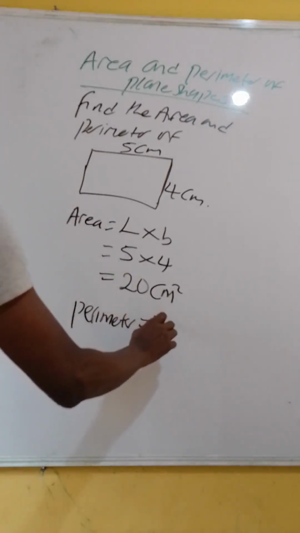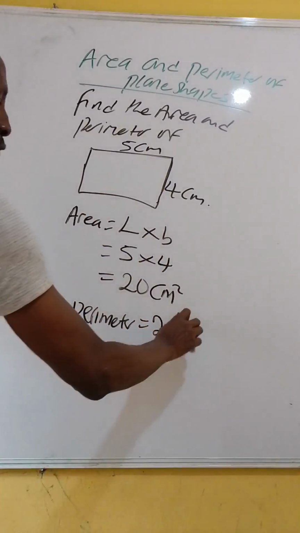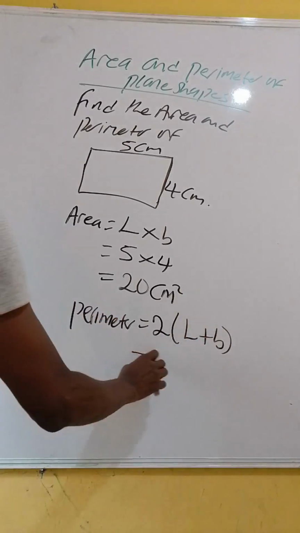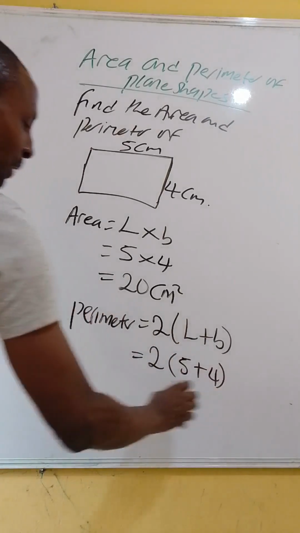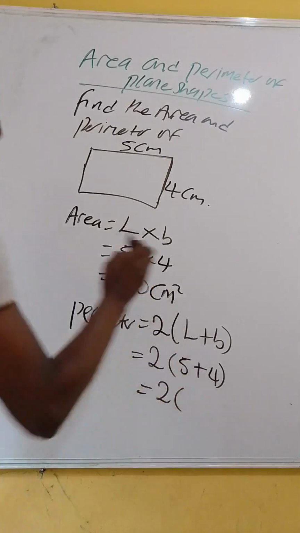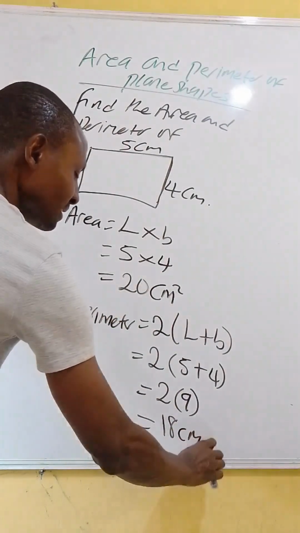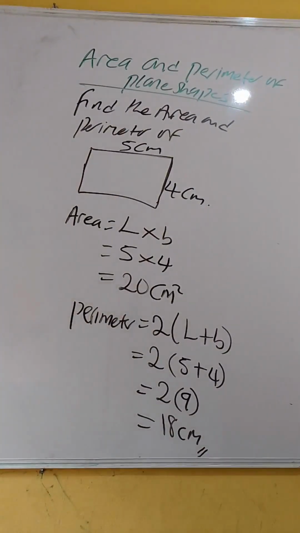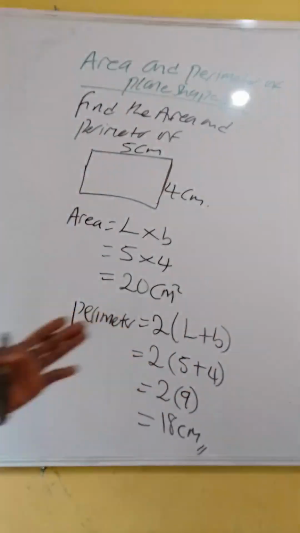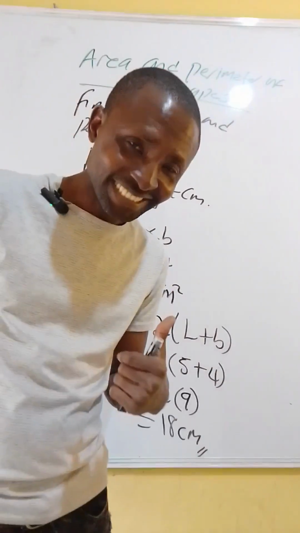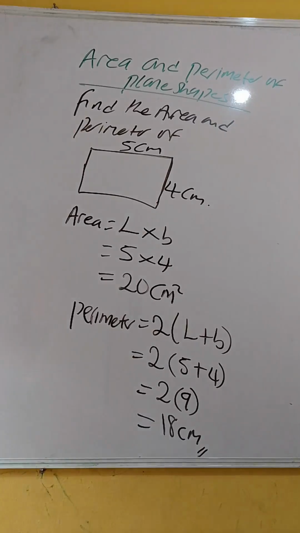Then if you have to find the perimeter, you are going to add the length and the breadth, which I gave you as 2 bracket L plus B. So 2 multiplied by the length plus the breadth. The length plus the breadth is 9, and 2 times 9 will give us 18 centimeters. So perimeter is just centimeters. There's no square because we're adding in centimeters. Is this clear? Good.